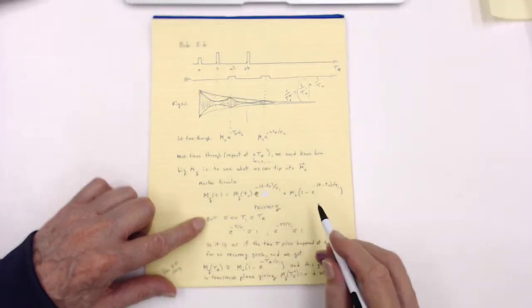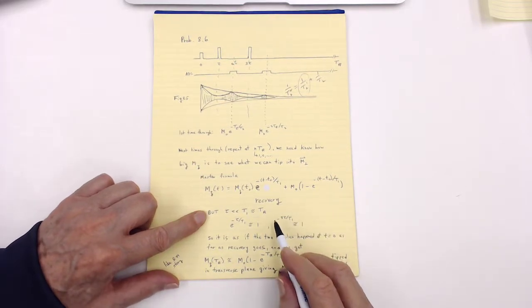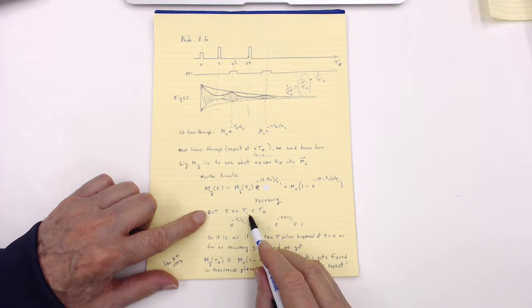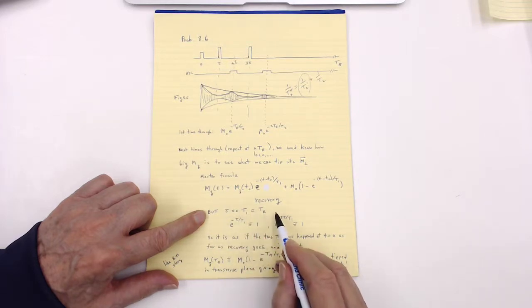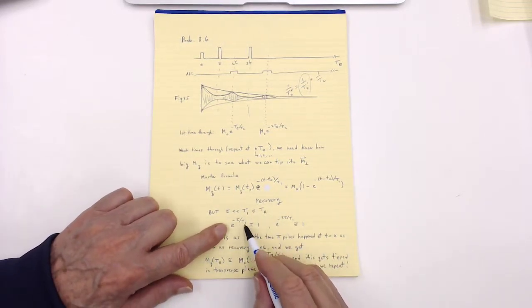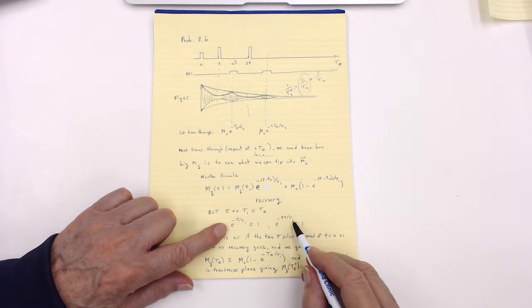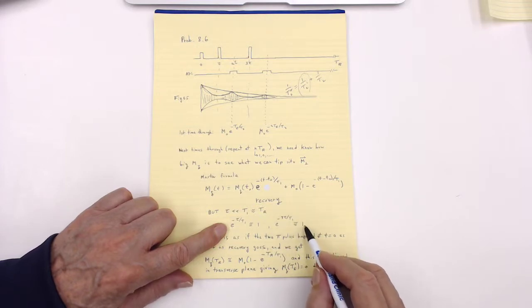But here's what makes this problem really easy. Tau is tiny compared to T1. T1 and TR are about the same size. That means e to the minus tau over T1 is practically 1. And e to the minus 3 tau over T1 is still practically 1 also. We still consider 3 tau small compared to T1.